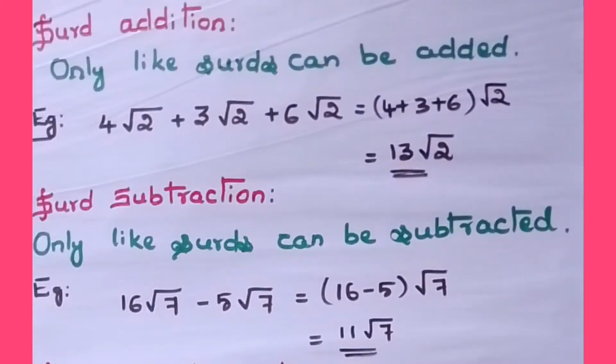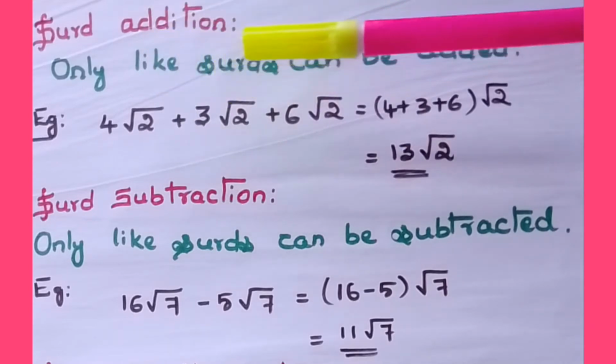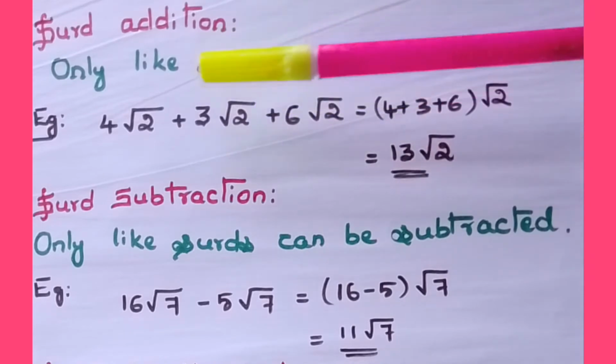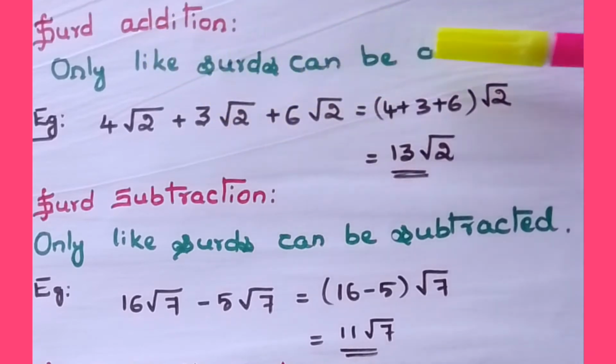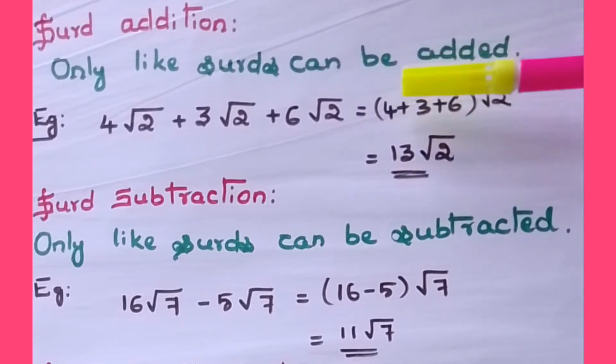Okay. Moving to surd addition. Only like surds can be added. Example, 4 square root of 2, 3 square root of 2, 6 square root of 2. All are like surds, so you can add them up. Add the whole numbers which are present before the surd: 4 plus 3 plus 6. And square root of 2 is common here, so you can write the surd square root of 2. 4 plus 3 plus 6 gives us 13, and square root of 2. 13 square root of 2 is the answer. So you can add them only when they are like surds.